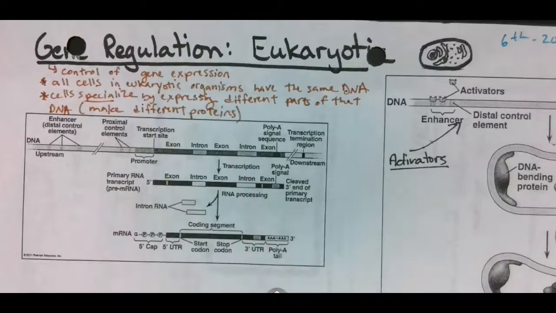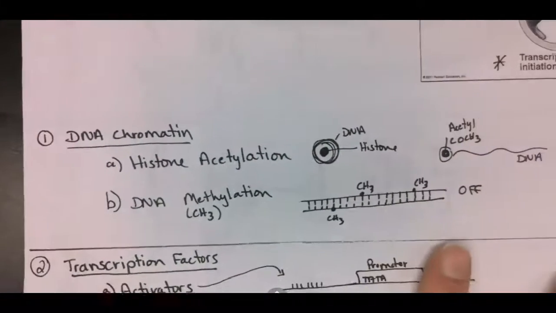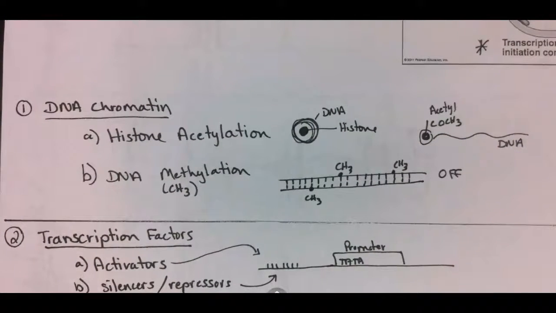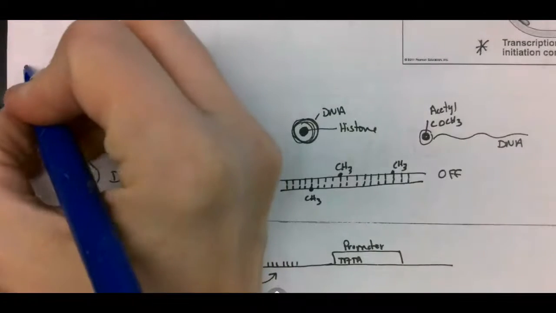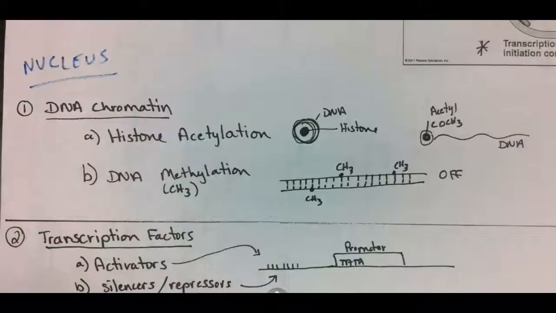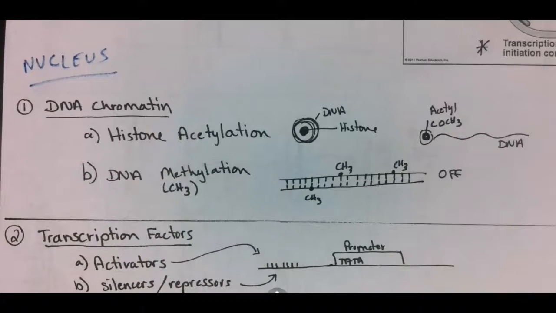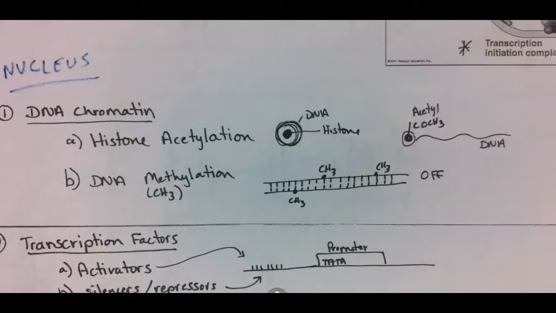How does that actually happen? Let's talk about some gene regulation strategies in eukaryotes. First of all, I want to talk about gene regulation strategies that occur in the nucleus of the cell. The first example we'll look at is DNA chromatin. Chromatin is the uncoiled form of DNA, but when I say uncoiled, I don't mean completely uncoiled. Chromatin is still DNA coiled around histone proteins.